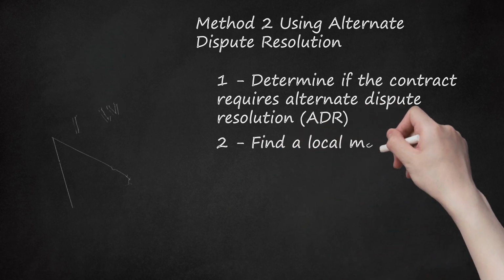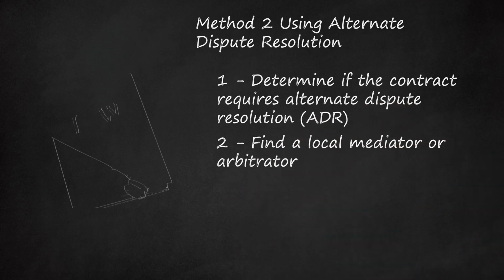2. Find a local mediator or arbitrator. If the contract does not specify a particular organization or group to use, you'll have to find an accredited mediation or arbitration service nearby that is willing to handle your dispute. There are a number of national mediation and arbitration groups that specialize in construction contract disputes. The professionals who work for these groups have expertise in construction law and understand the challenges and nuances of construction projects.